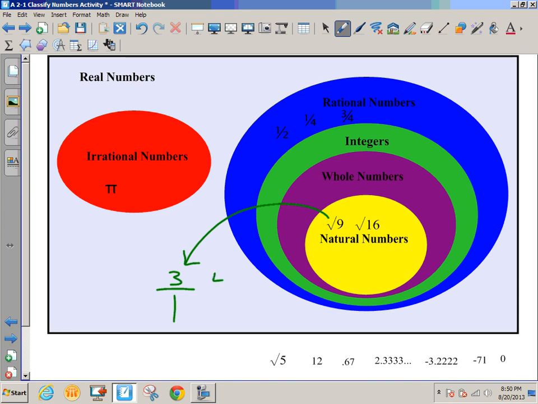The square root of 16 is 4. Well, 4 over 1, that is a fraction. So remember, go back to that idea of, can it be written as a fraction? But then obviously it's an integer, it's a whole number, and it's a natural number.